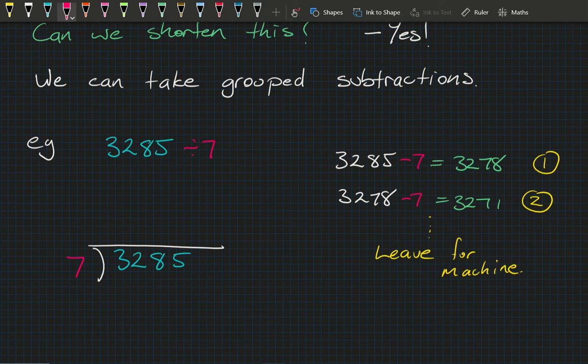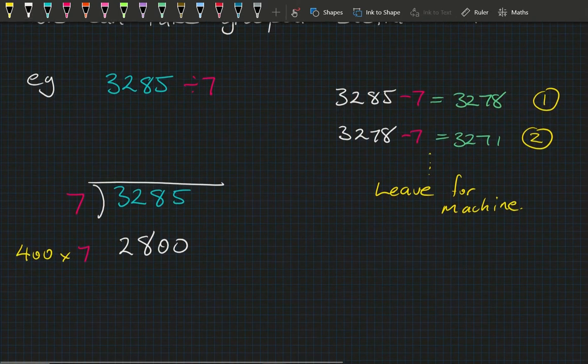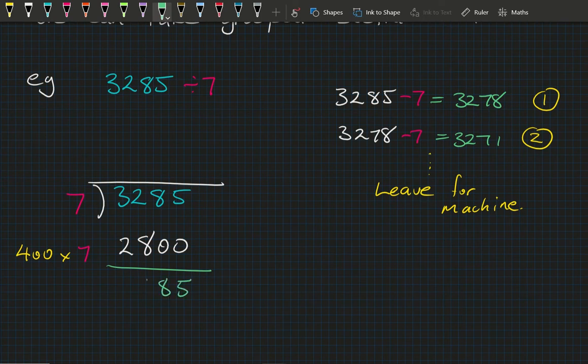So 7 times 1,000 is obviously bigger than that. 7 times 100 is 700, but 7 fours is 28 and 7 fives is 35. So if I say 400 times 7, then that's equal to 2,800. So if I subtract that away, we've now got a remainder of 5, 8, and 4. So 485. And I'm going to put the 400 I just wrote down up here.